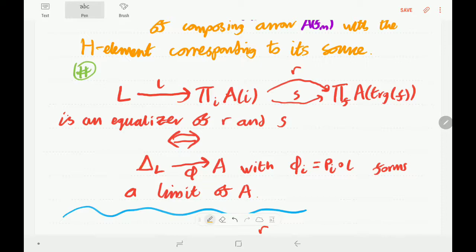So phi is a natural transformation. I mean, it's a cone, so a natural transformation from delta L to A, and we're assuming it's the limit cone, and we're assuming it has these components phi I equals pi after L, and then we want to show that this little L here is indeed an equalizer.